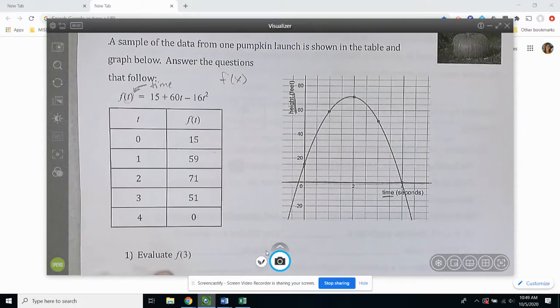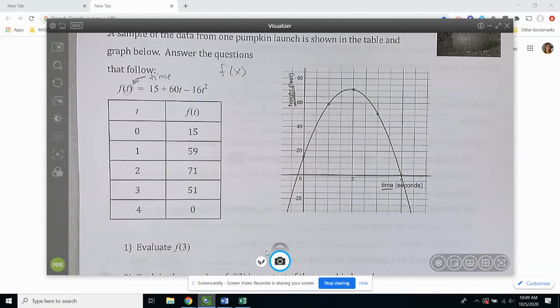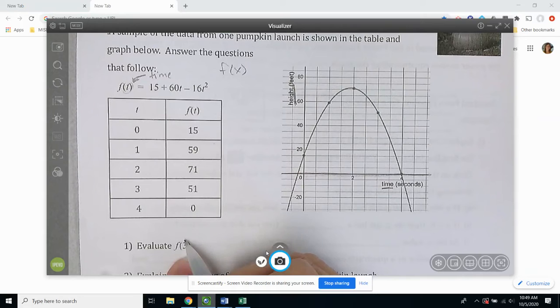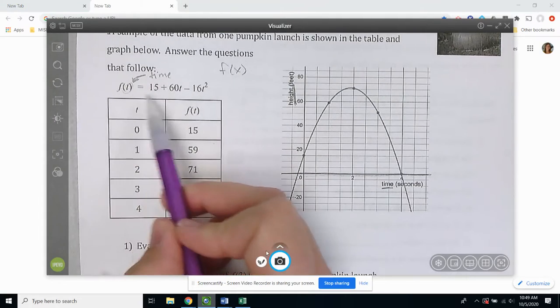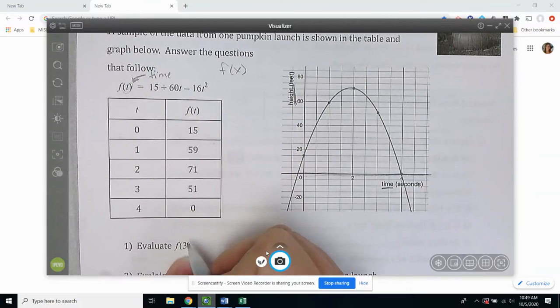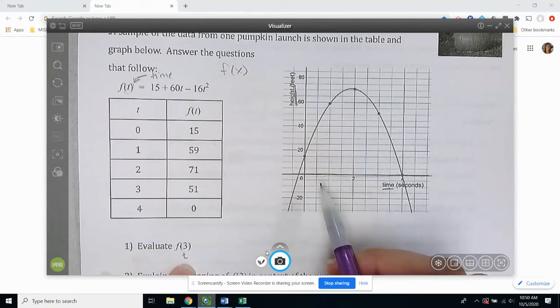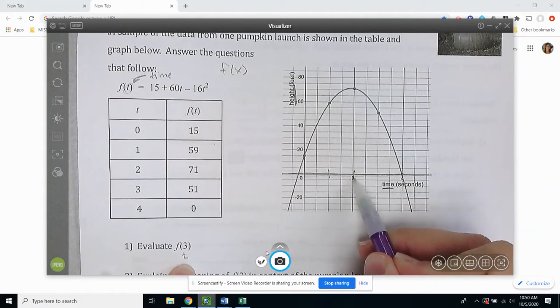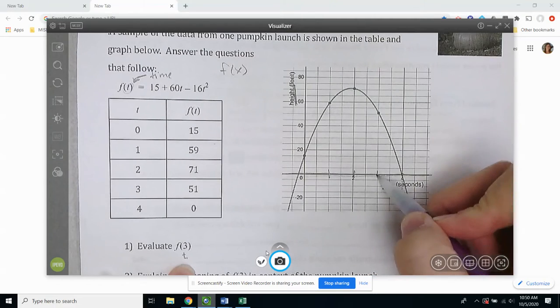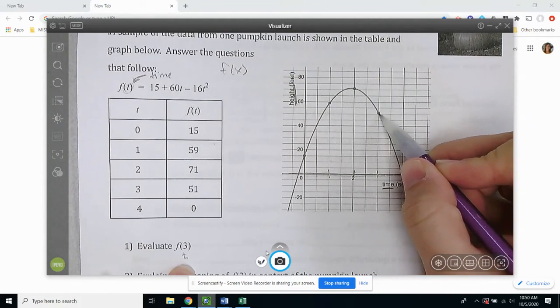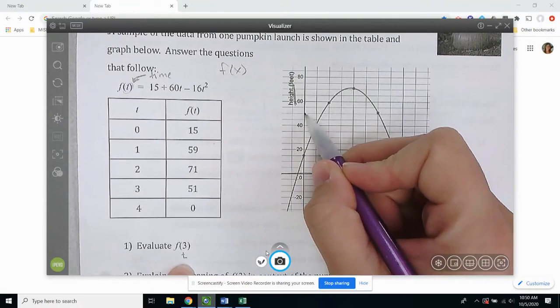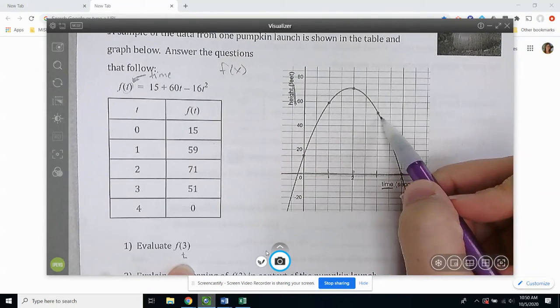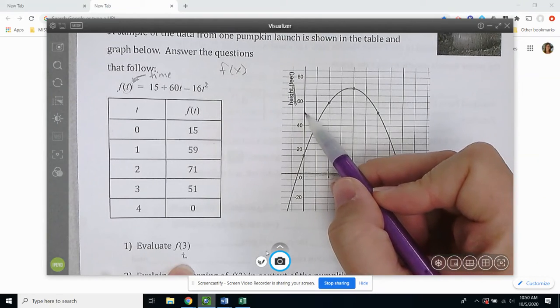Okay, so question 1 says evaluate f of 3. So remember, this is usually an x value, but we're not talking about x's right now, we're talking about t's. So this is a t value. So it's saying when your time is at 3 seconds, how high is your pumpkin? So you go over, here's 2 seconds. So these are going up. So that's 1 second, 2 seconds, 3 seconds. So here's 3 seconds. Go up to your graph, and it wants to know how high is your pumpkin. So I'm not going to write in the answers, but I'm basically showing you what the answers are for that one.